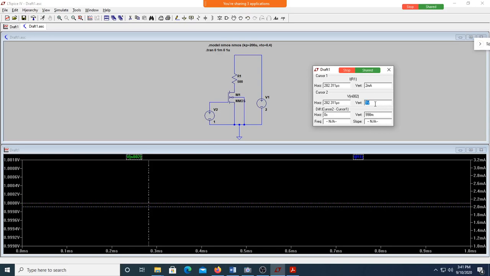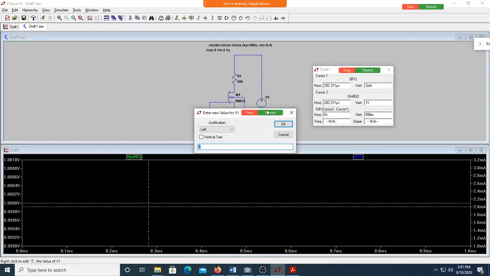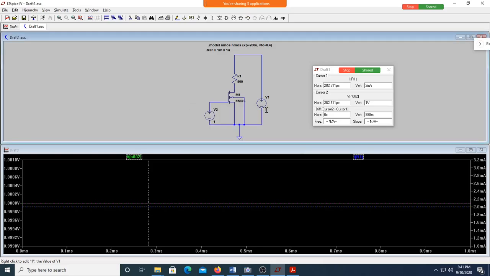Does this make VDS more than 0.6? Yes, sir. So is the MOSFET in saturation or linear? It is in the saturation region. Now, instead of 2, if I make it 1 volt, what will happen? Sir, it goes to the linear region.